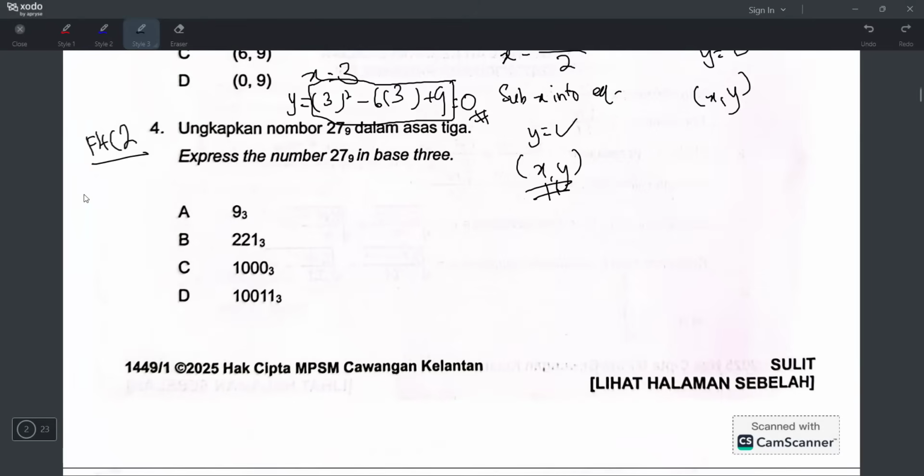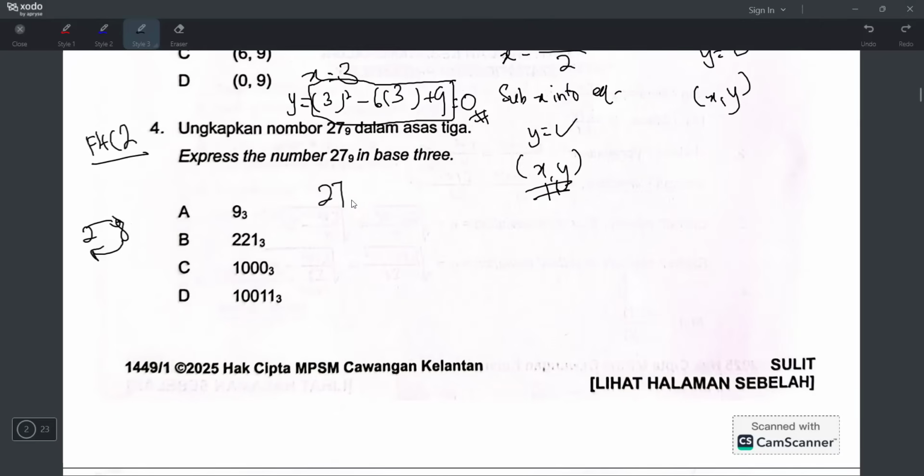Only base 2 to base 8 and base 8 to base 2 have a shortcut. Base 2 to base 8 and base 8 to base 2, those you can change directly without passing through base 10. You can straight away change like that. But base 9 to base 3, there is no shortcut. You must change to base 10 first.